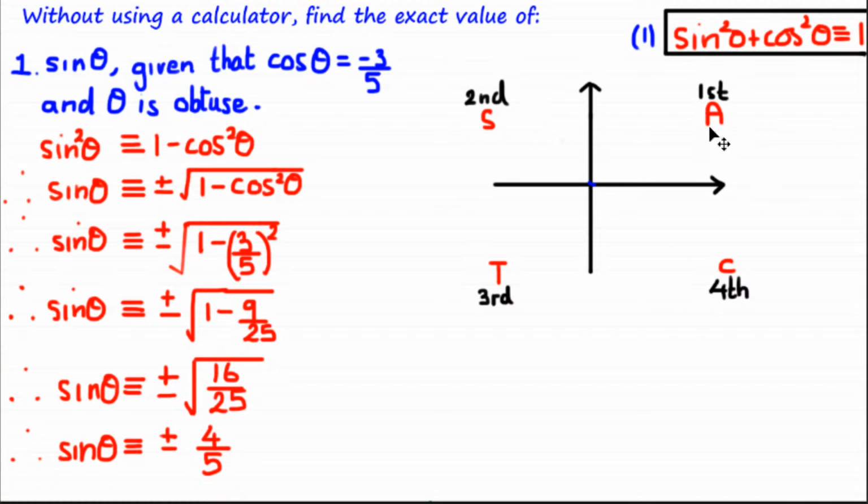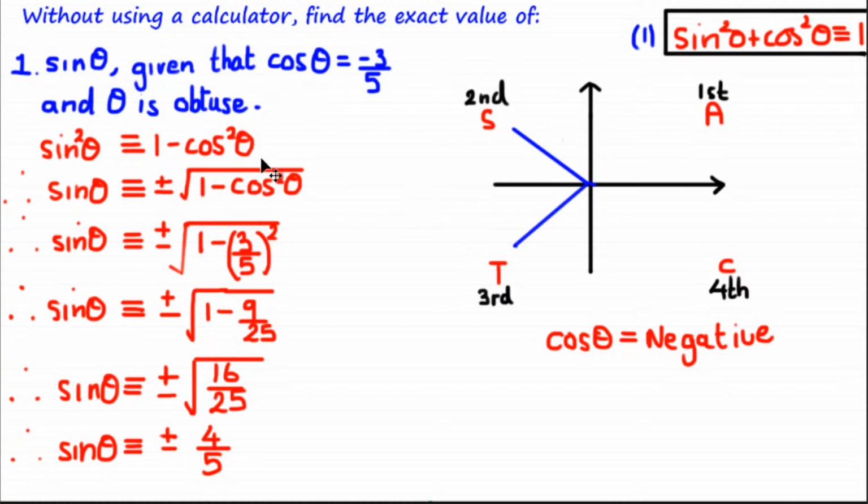So this is the CAST diagram where C stands for cos, A stands for all. A is where all of our trig functions are positive, S is where sine is positive, and the third quadrant is where tan is positive. One of the key things we know is that cos is negative, okay? So what does that mean? As cos is negative, it means that it lies in either the second quadrant or the third quadrant. Why is that? It's because cos is only positive in the fourth or the first quadrant, okay? So it's always useful to write it out like this.